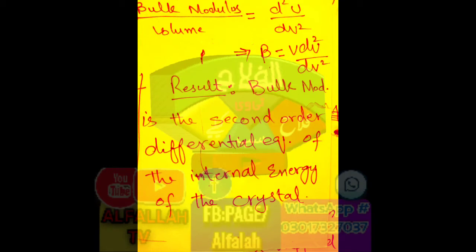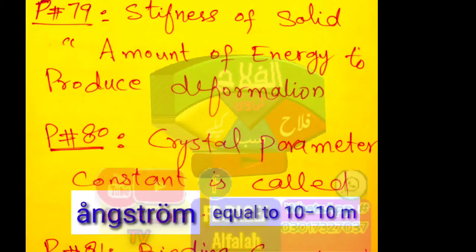As bulk modulus over volume is equal to d square U over dV square, it implies that P is equal to d square U over dV square. Result: bulk modulus is the second order differential of the internal energy of the crystal. Point number 79, stiffness of solid is the amount of energy to produce deformation. Point number 80, the crystal parameter constant is called angstrom, equal to 10 to the power minus 10 meter.